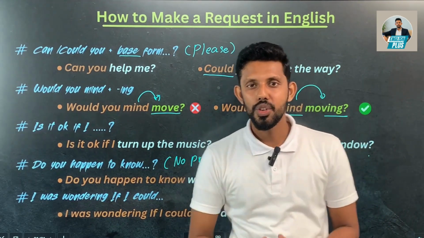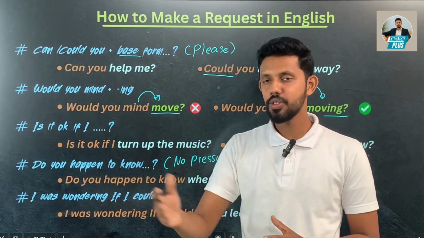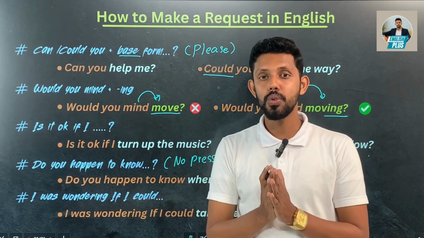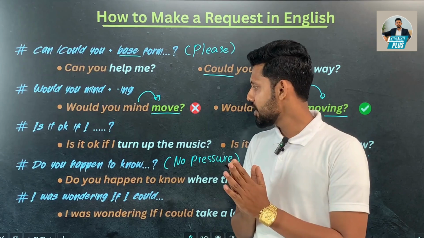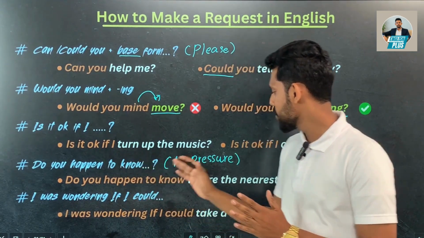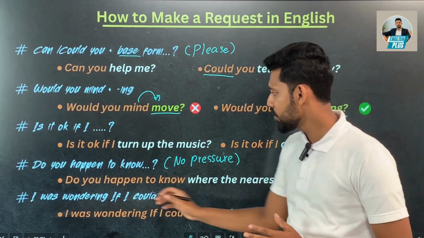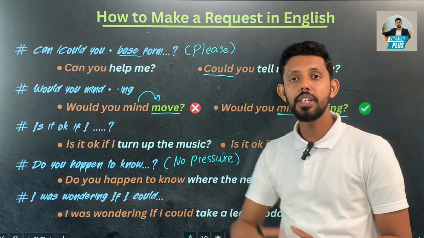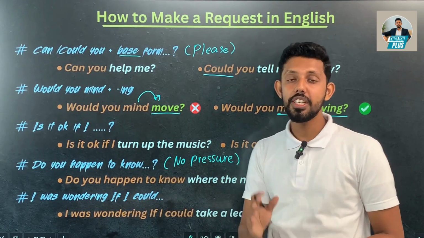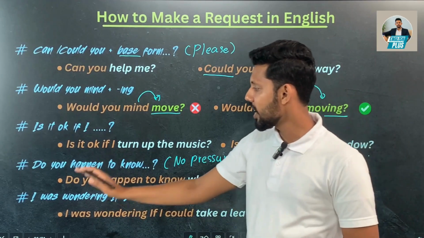So let's say you are in a new city and you want to find an ATM machine, and luckily you come across a person and you are not sure whether he can help you or not. And that's when you can confidently ask, do you happen to know where the nearest ATM is? Now, when you say, do you happen to know, you are giving an out for that person in case he or she doesn't know the answer. And let's move on to the last one.